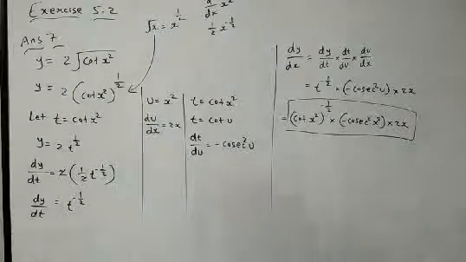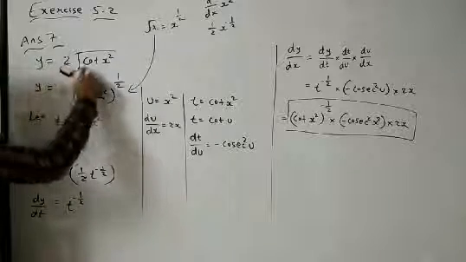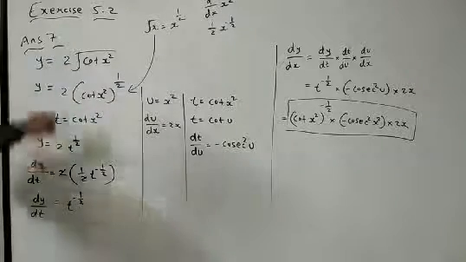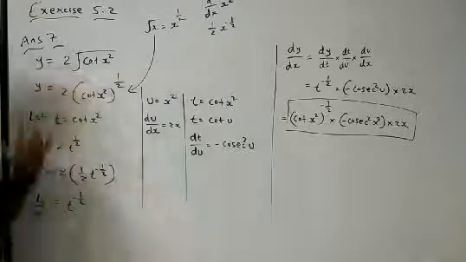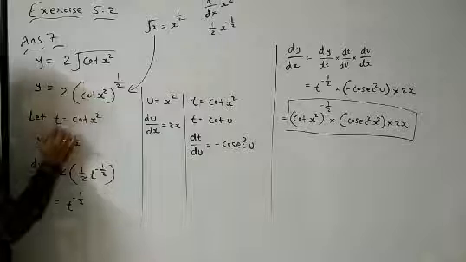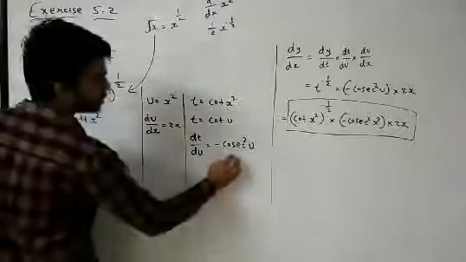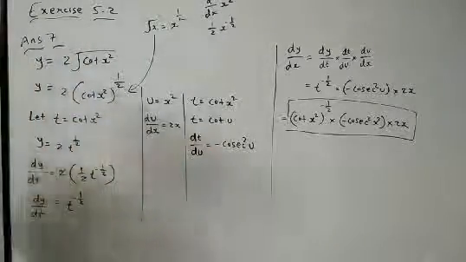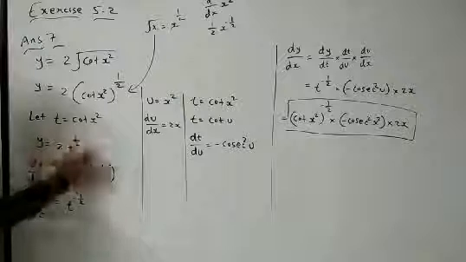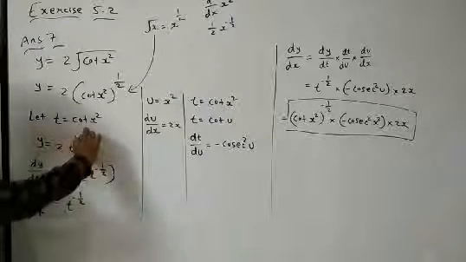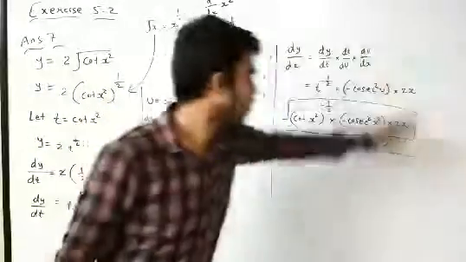I hope it is clear. See, I am telling one more time. Our question is y is equal to 2 times under root of cot x square. So what we have done, cot x square under root, so we have taken raised to half. Now let us assume cot x square is equal to t. You know that derivative of cot is minus cosec x square, so derivative of cot u is minus cosec x square u. So here now y is equal to 2 times t raised to half. Now half will come over here, we have applied t raised to minus half, same way over here, and we have got our required answer.